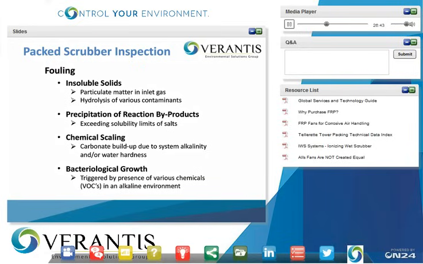And the fourth possibility is bacteriological growth. This can be triggered by the presence of various chemicals coming in the inlet gas. Typically, they're organic compounds. Organic compounds in an alkaline environment create just the right environment for bacteria to grow. And the problem with bacterial growth is that once it starts forming to a great degree, it's a very slimy, sticky residue on the packing.